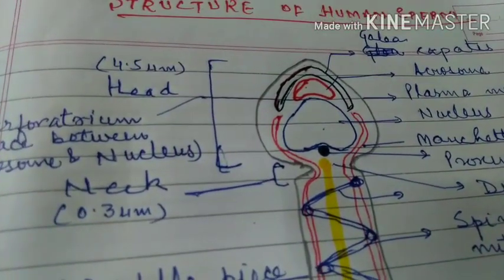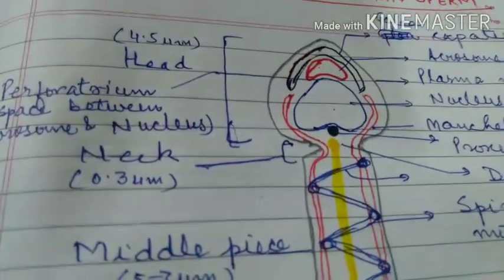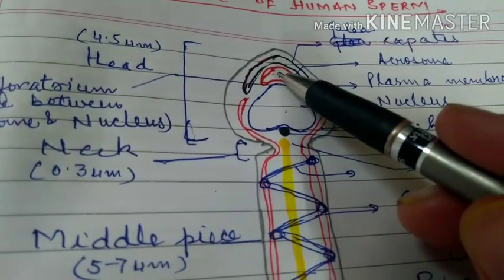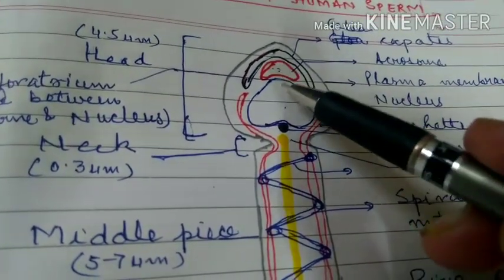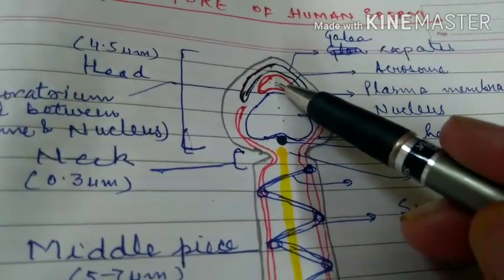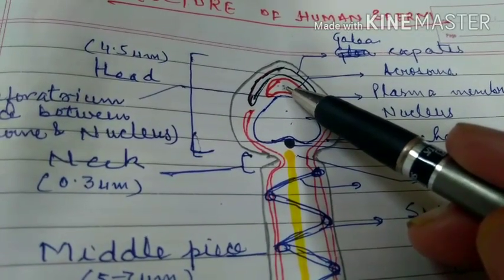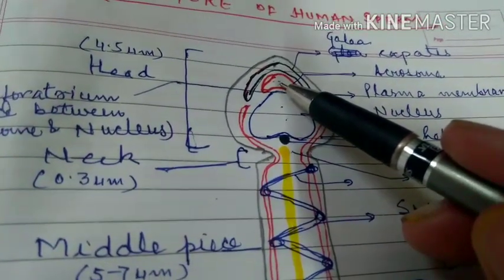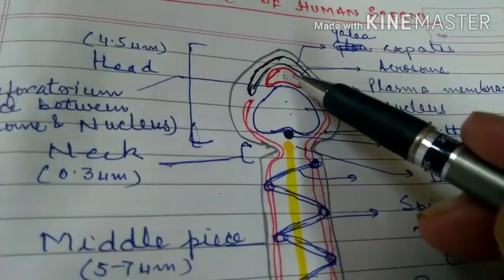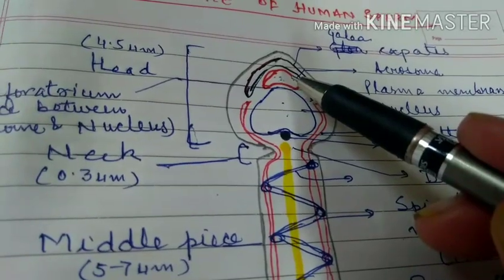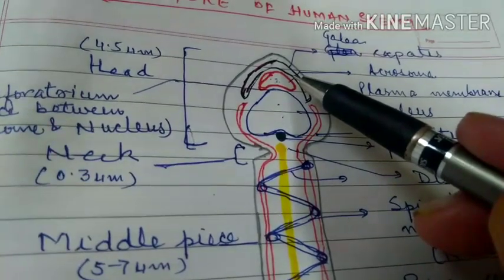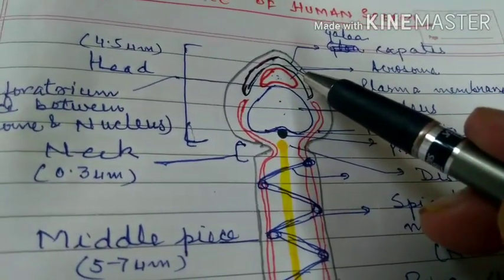The head is around 4.5 μm. The head further consists of two parts. One is the acrosome, which is present at the anterior end of the sperm. Behind the acrosome is the spindle-shaped nucleus. Acrosome is formed by the Golgi complex, and it has enzymes, which we call sperm lysin enzymes. The names of the enzymes are hyaluronidase, corona penetrating enzyme, and zona lysin enzymes. These enzymes help the sperm in penetrating the ovum.